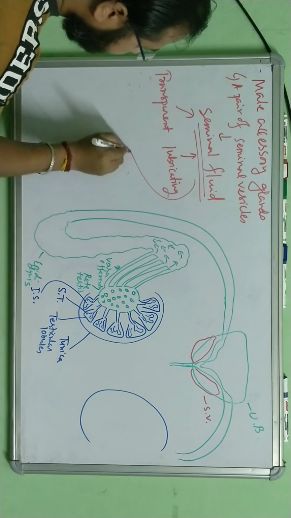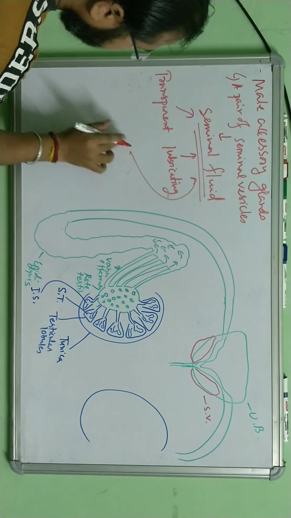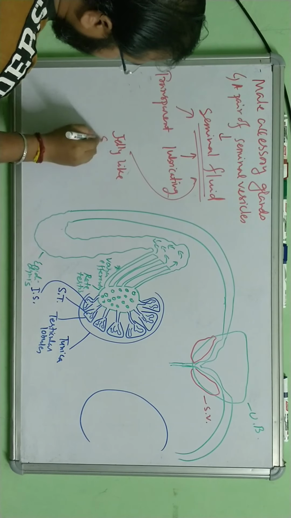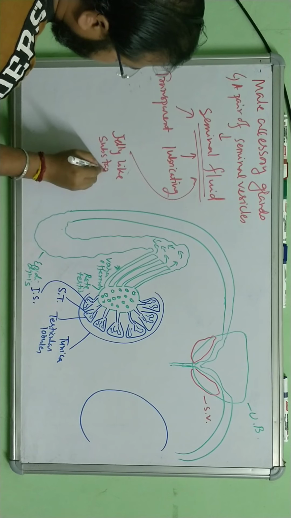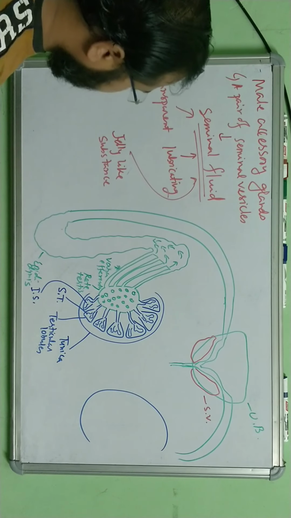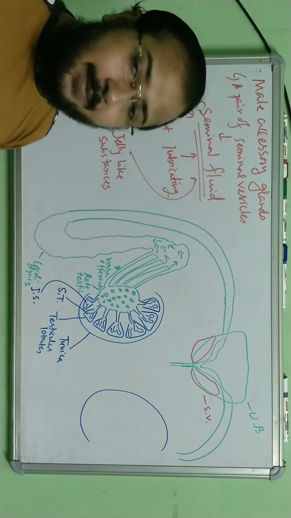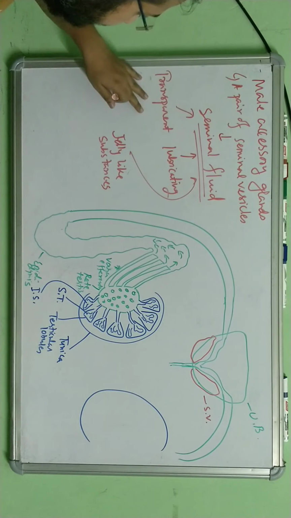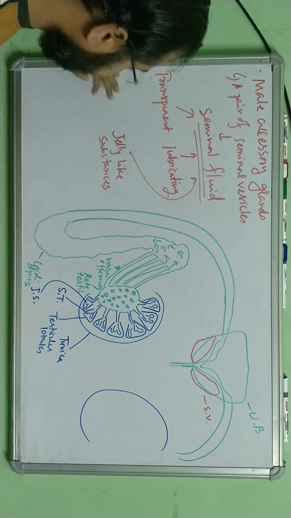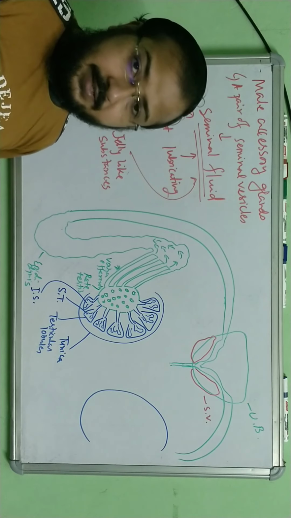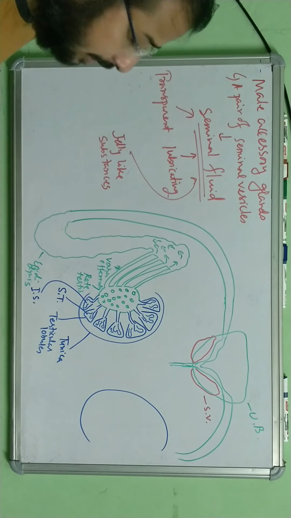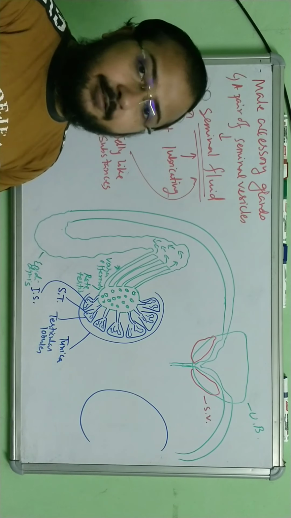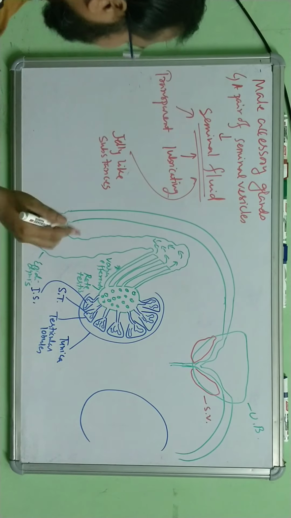And also we see jelly-like substances present inside the fluid. So these are the three primary natures we see in the seminal fluid: transparent, lubricating because of mucus, and jelly-like substances present inside. Now exactly if we look into the constituents of the fluid, what are those? Some examples I am giving.